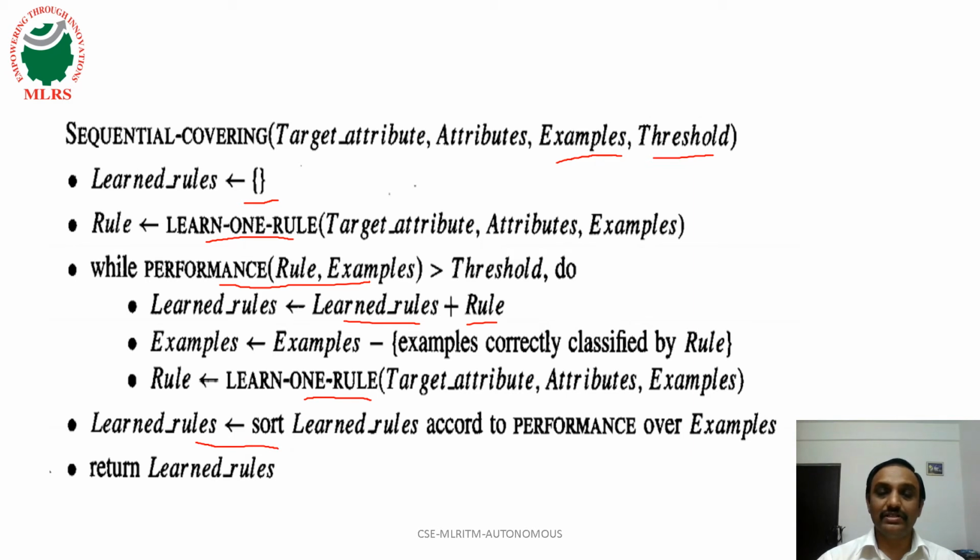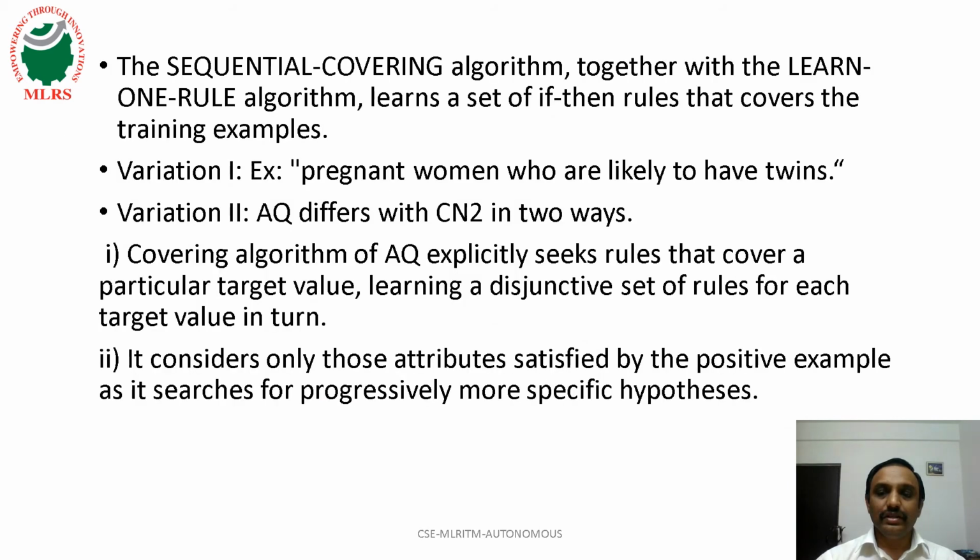Okay, sort the learned rules according to their performance over the examples. Finally, we have to return the learned rules. So this one gives our sequential covering algorithm. The sequential covering algorithm together with the learn one rule algorithm learns a set of if-then rules that covers all the training examples. So here two variations we can observe.